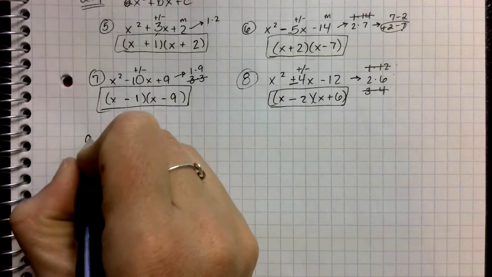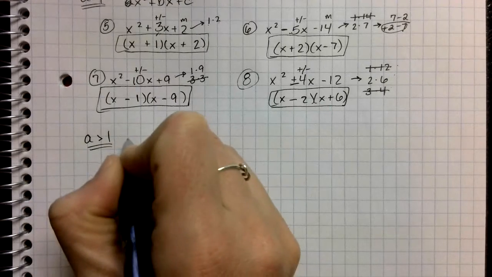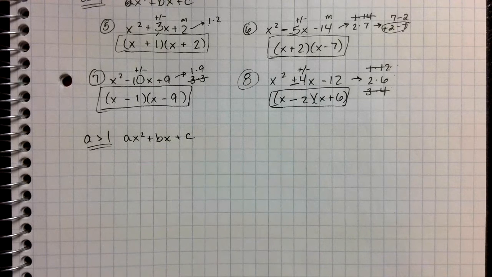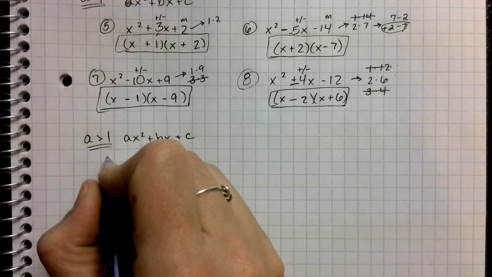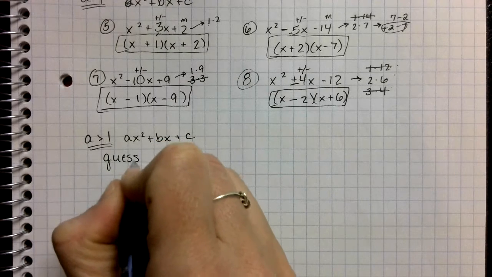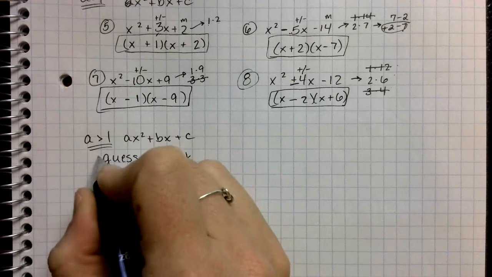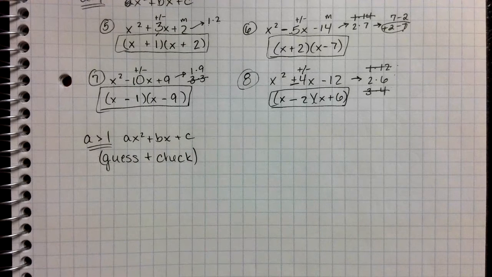And the last little section here is going to be when a is greater than 1. So again, we have ax squared plus bx plus c, but now we have a number for a. Now this is the kind that nobody was really a big fan of, and we tended to not be as good at this method. This was what we called our guess and check. So if you do nothing else, guys, please practice some of these because we're going to see some of these again.